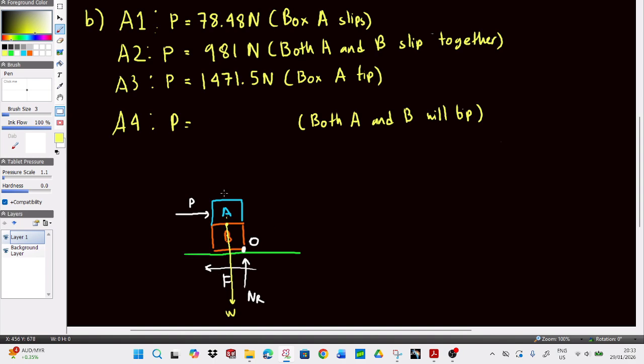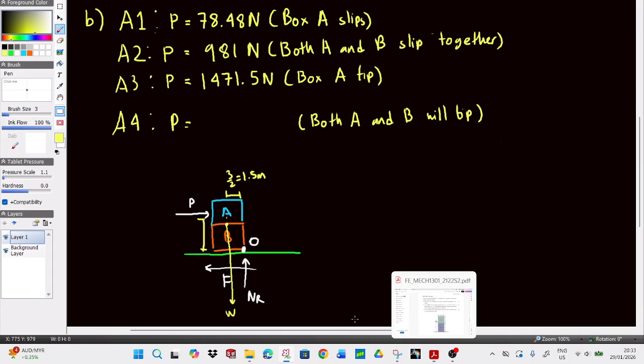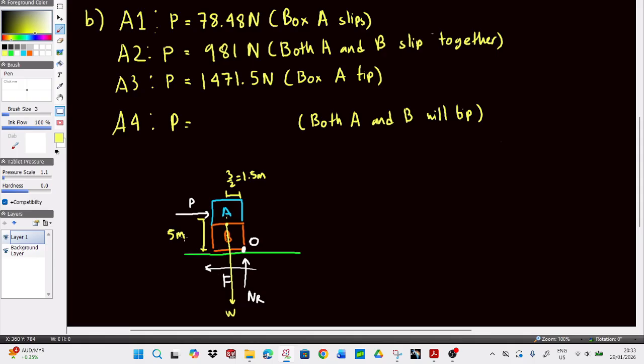Here, the distance is 3 divided by 2, which is just 1.5 meters. And here, I think they explicitly make it clear it's 5 meters. And that's pretty much about it. If we take the moment at point O to be 0, the effects of normal force and frictional force are not counted. So what do we have here? I think I'm going to use a different color, gray for now.